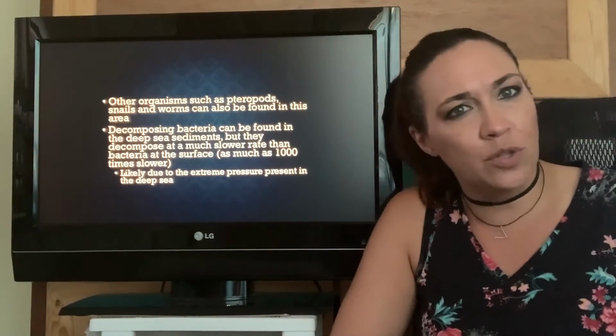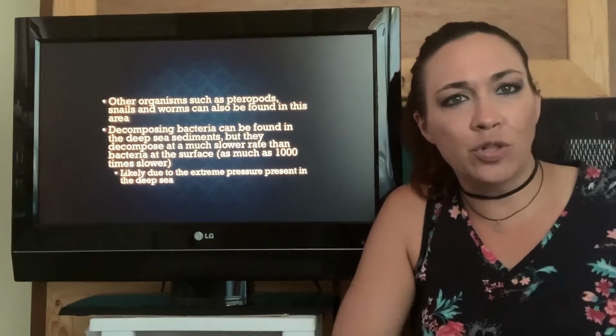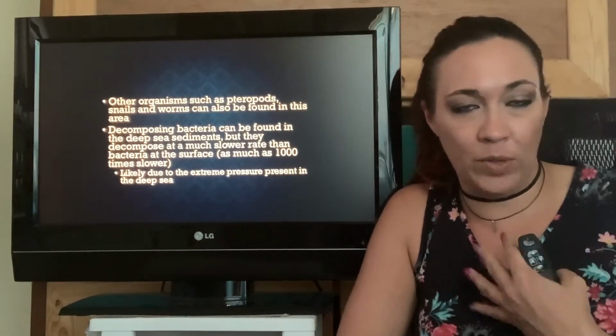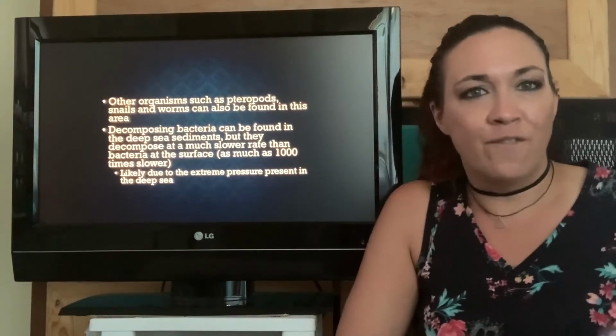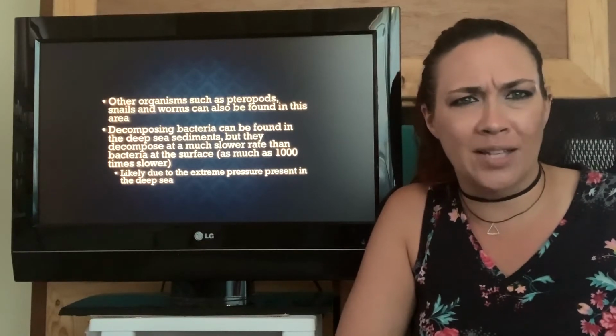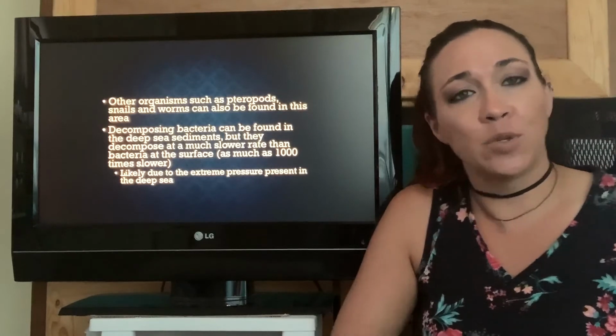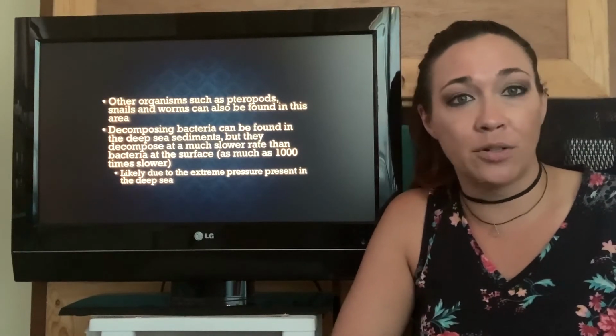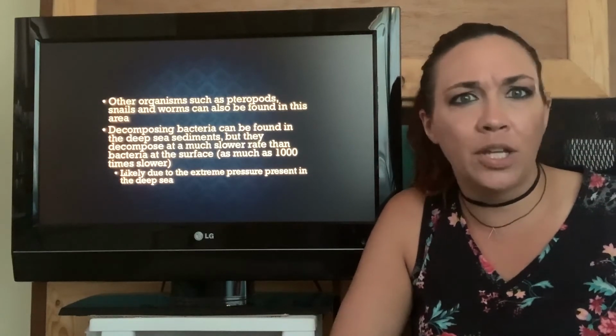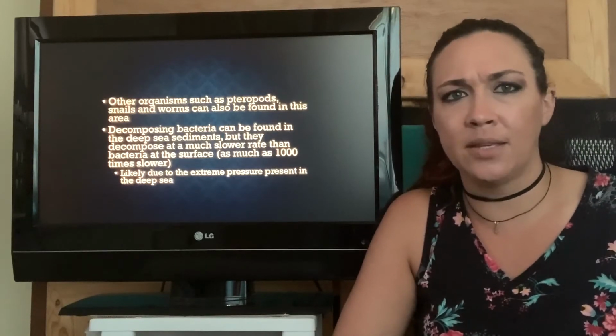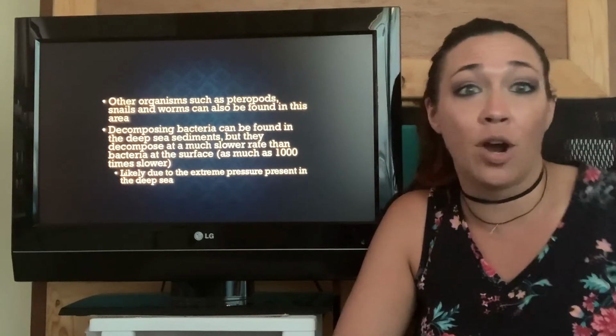And they're fixing these unusable nutrients that we can't necessarily access. We can't suck up that phosphate and that carbon dioxide and turn it into usable bits of nutrients, but these bacteria can. So we're going to see that coming up in a little bit when we talk about the hydrothermal vents. Really, really useful, really amazing things these decomposing bacteria are.